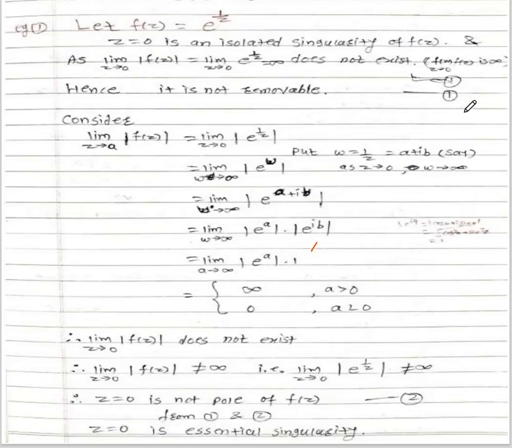Now from equation number 1 and equation number 2, we can say that the given function at the point z equal to 0 is neither a removable singularity nor a pole. So therefore z equal to 0 is an essential singularity. So these are the types of the singularities. In the next lecture we will see one theorem on this singularity.